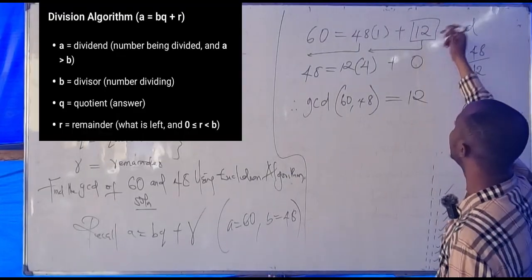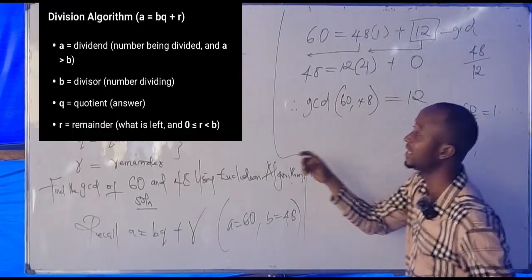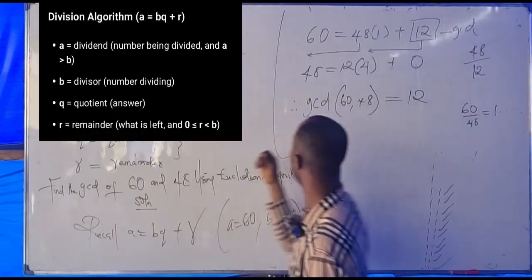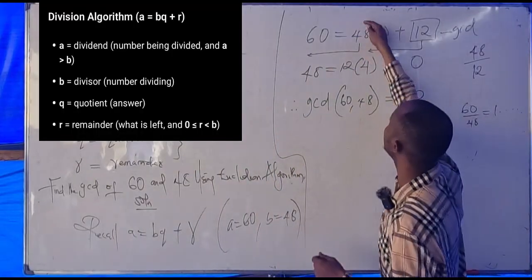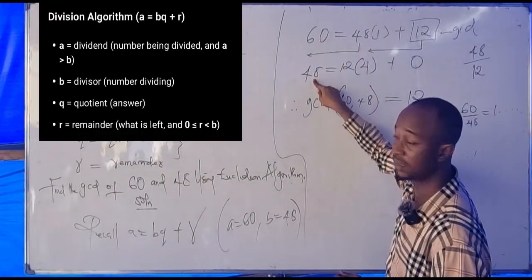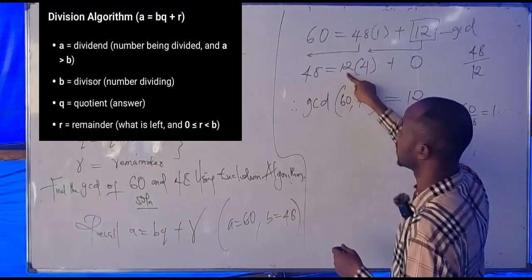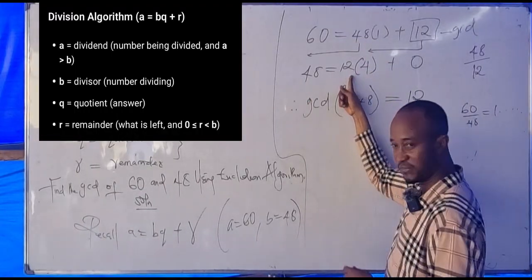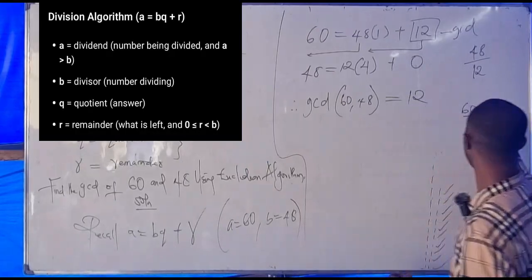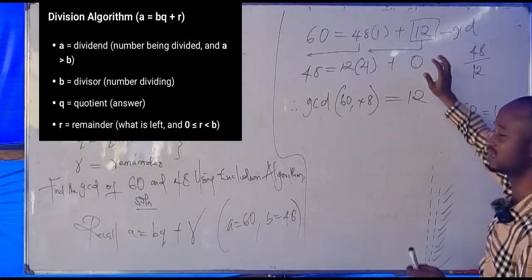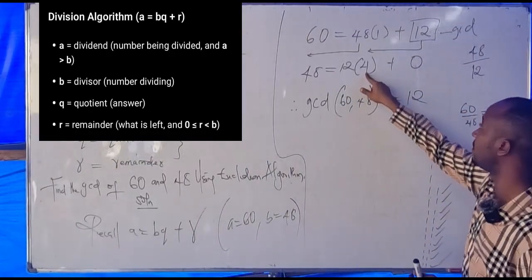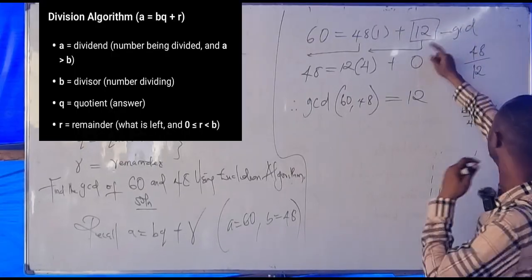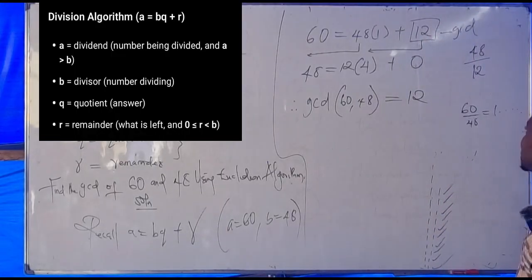We have 12. Then I have to extend, because I'm dealing with the Euclidean algorithm. I will extend this 48 here. 48 will now replace 60, and 12 will now replace 48. I will further divide again. I will divide 48 by 12. What do you have? We now have 4. Remainder 0. The answer is 4. Remainder 0. So what is the GCD? 12. So we have 12 as our GCD there.